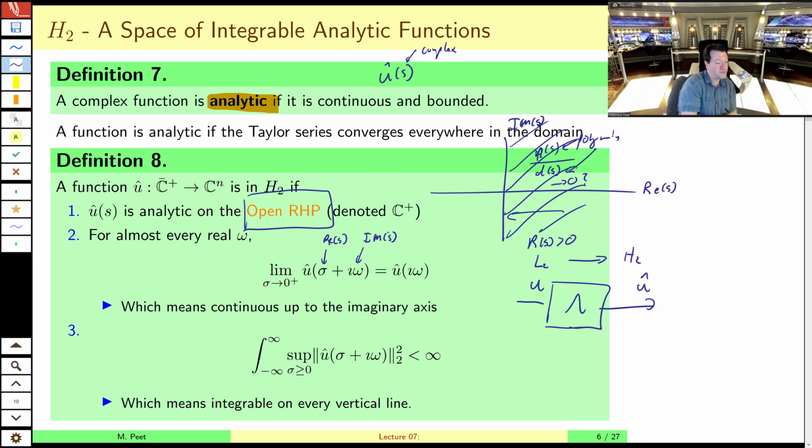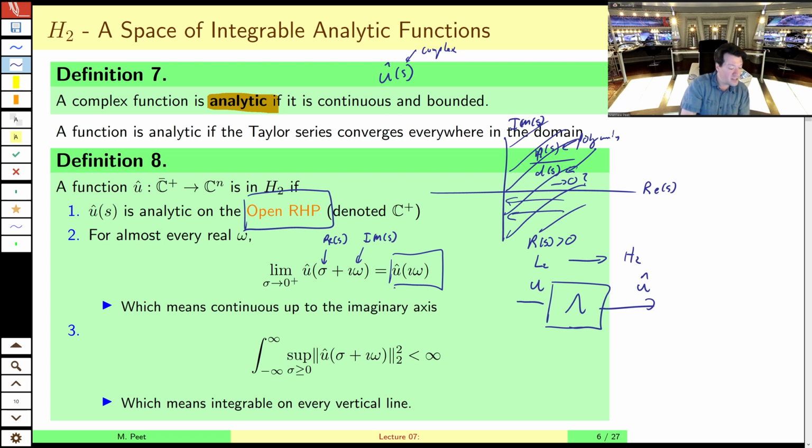Right? So for every fixed imaginary part, we can define the limit as the real part goes to 0 up into the right half plane, because remember it can be discontinuous in the left half plane. That limit exists, and we denote it with u hat of i omega, just letting the real part be 0. So it has to be continuous up until the imaginary axis, not necessarily in the left half plane. We can have poles in the left half plane.